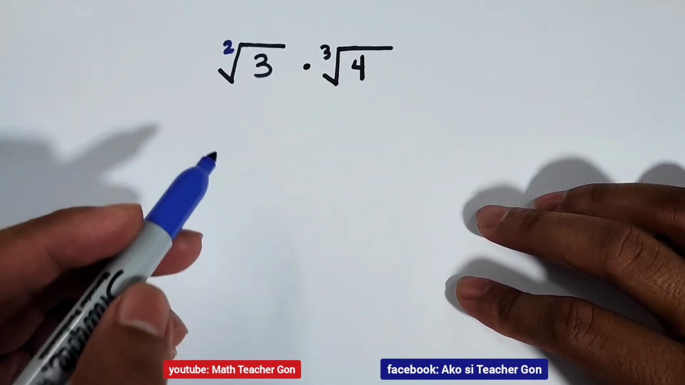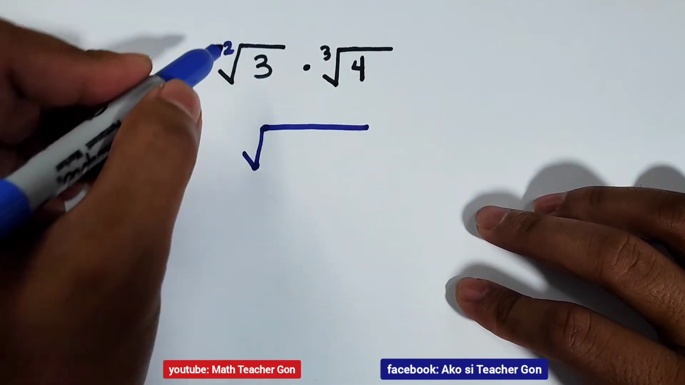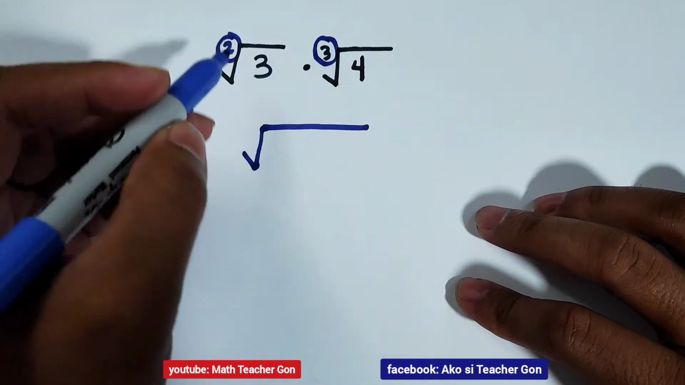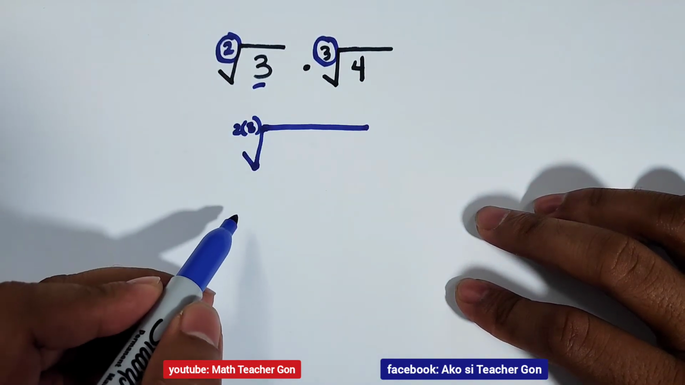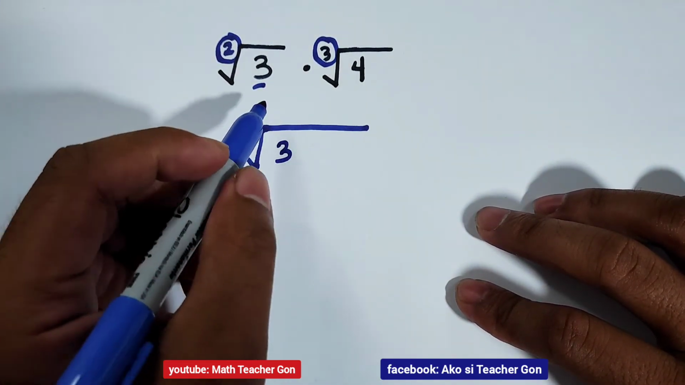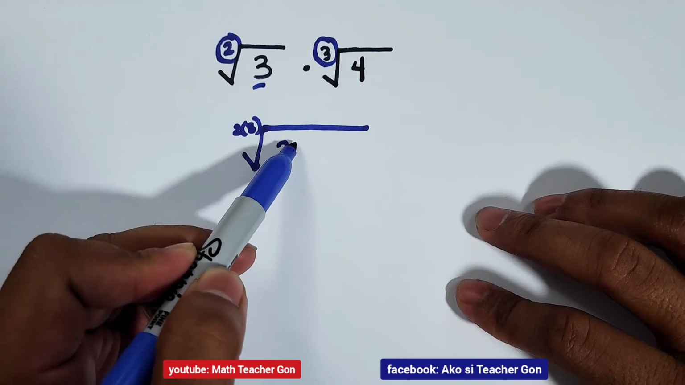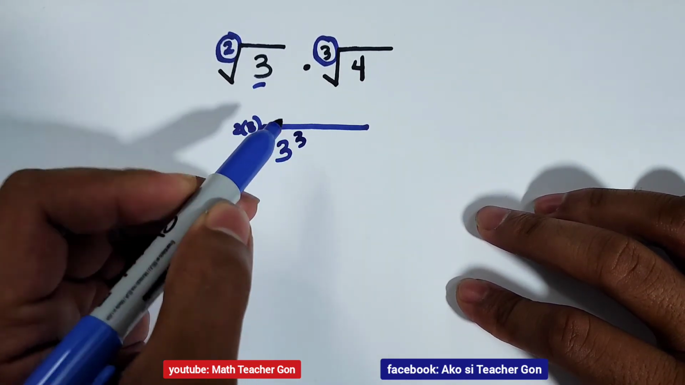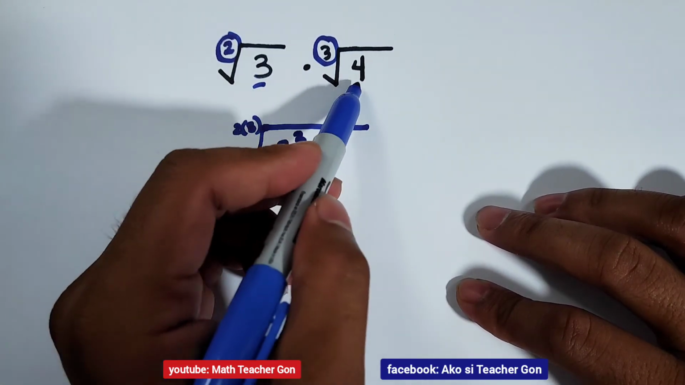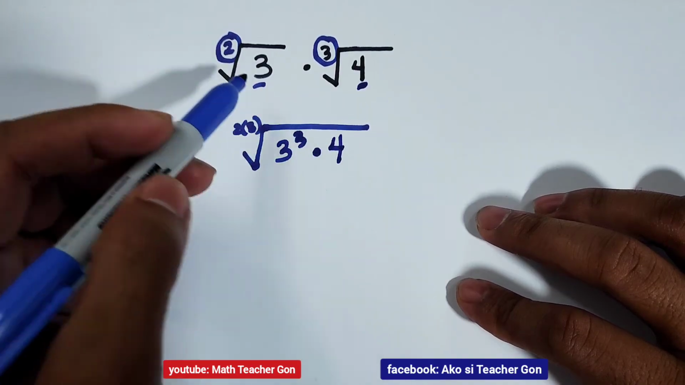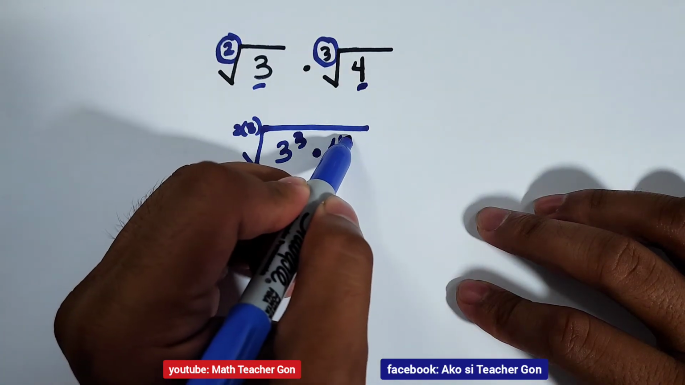So how are we going to multiply this using the shortcut method? First, create a single radical, multiply their index 2 and 3, so that is 2 times 3. What's next is copy the first radicand, which is 3, and then the index of the second radical will serve as the exponent of the first radicand, so it will become 3 raised to 3. This 3 came from the index of the second radical. Then times, copy your second radicand, which is 4, then this index 2 will serve as the exponent of 4.